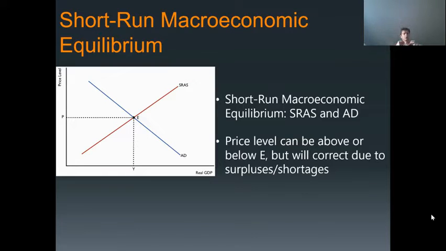However, it will always correct due to surpluses and shortages within the economy. There are very short run versions of surpluses and shortages within the economy, but they will always correct. And on the AP test, I've never seen them test that. So we can just assume short run macroeconomic equilibrium is where we're always at. But just in the off chance that we're not, it's the same exact idea. Market forces will force the price up, eliminating the shortage if it's below equilibrium, or market forces will force the price down if we're set above equilibrium.